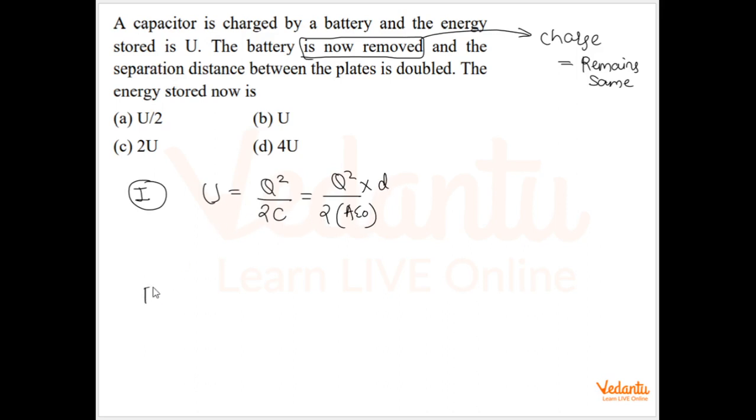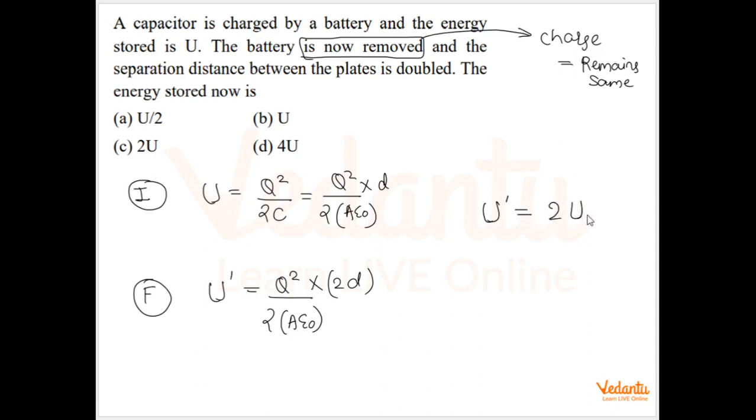Now finally, the charge remains the same, the area remains the same, epsilon naught also remains the same, only the distance is doubled. So the new energy stored will be Q square by 2 A epsilon naught by 2d. Now clearly we can see that the new energy will just be twice the original energy. So option C will be the correct answer.